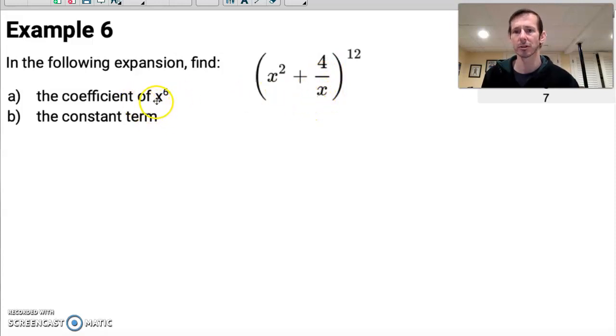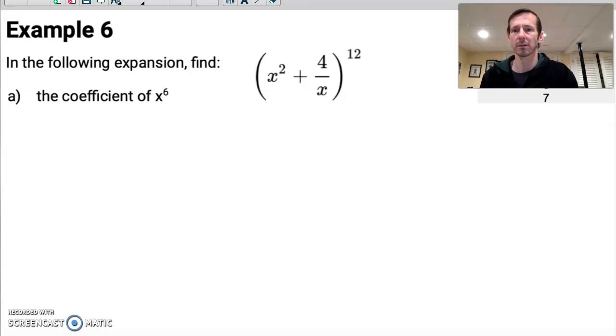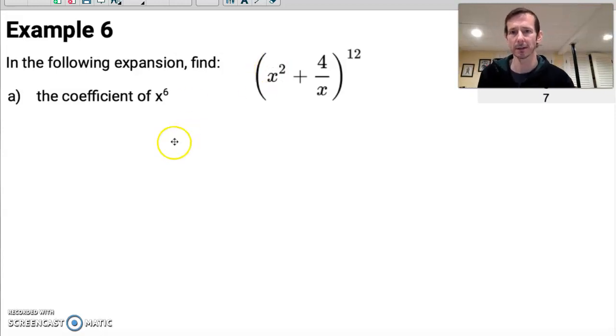And we want a coefficient of x to the sixth, but because this is squared and this is in the denominator, I can't just assume it's going to be when x to the sixth would show up in a regular expansion if that were an x and this were just a 4. So I have to be careful of that particular scenario. So I'm going to set this up and create a system of equations. I think that is the fastest way to do it. I can talk a little bit at the end of a much longer way to do it.